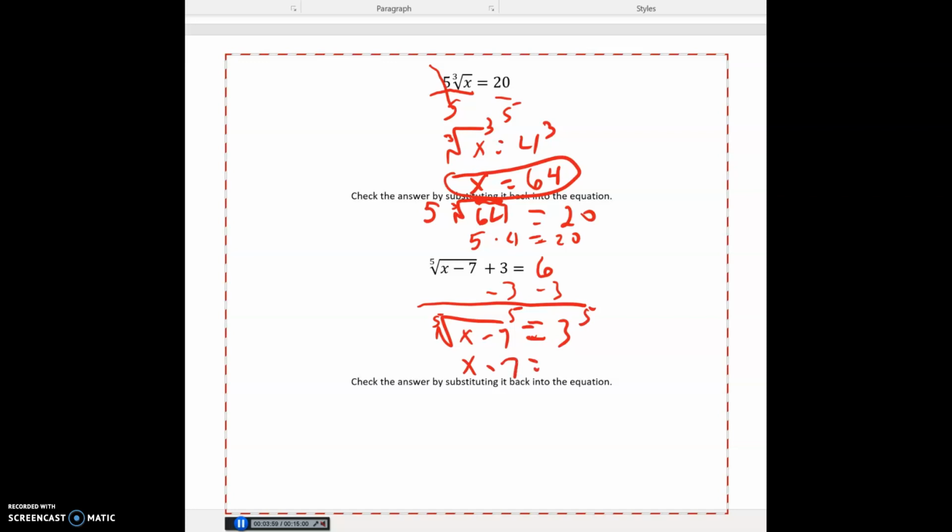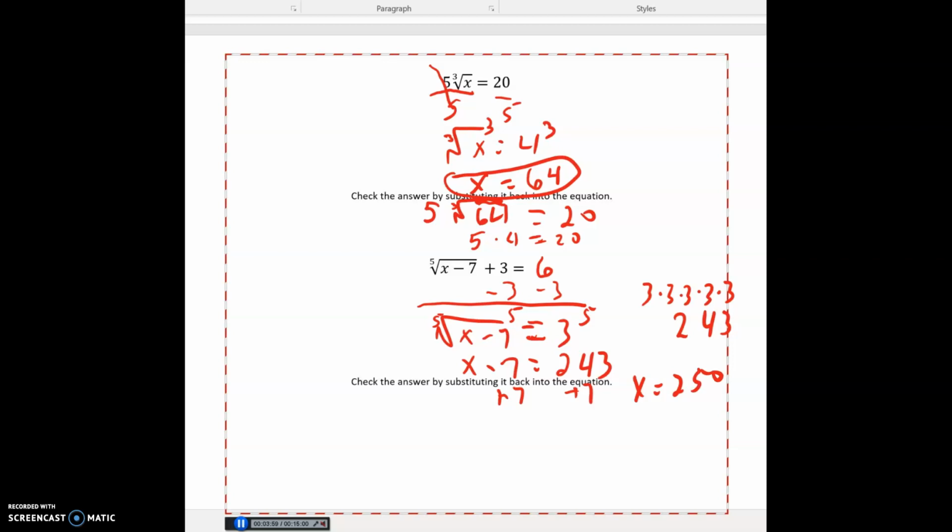x minus 7 equals, when you do 3 to the fifth on a calculator, you're going to get 243. Or you could do 3 times 3 times 3 times 3 times 3. When you're done multiplying it out, it equals 243. Now I've got to finish up. I've got to add 7 to both sides. That gives me x equals 250.